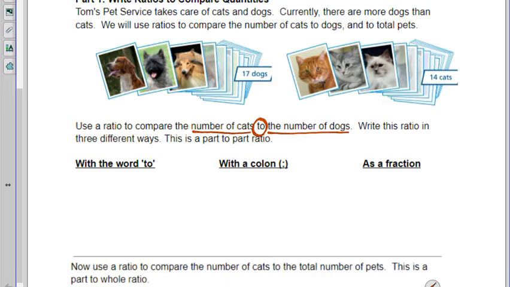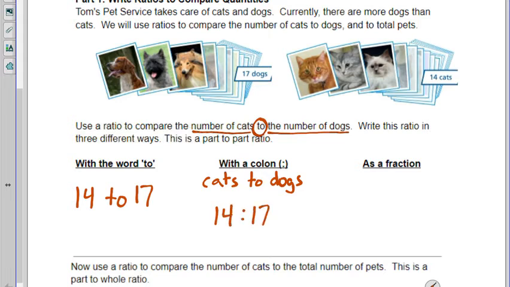Now, we can write this in three different ways. We can use the word to. We could say cats to dogs, and my ratio would be 14 to 17. That is the ratio, 14 to 17. Again, keeping my ratio cats to dogs, I could use a symbol, the colon, to represent the word to. So I could do 14 colon 17. That's 14 to 17. You read it the same way as with the word to, 14 to 17.